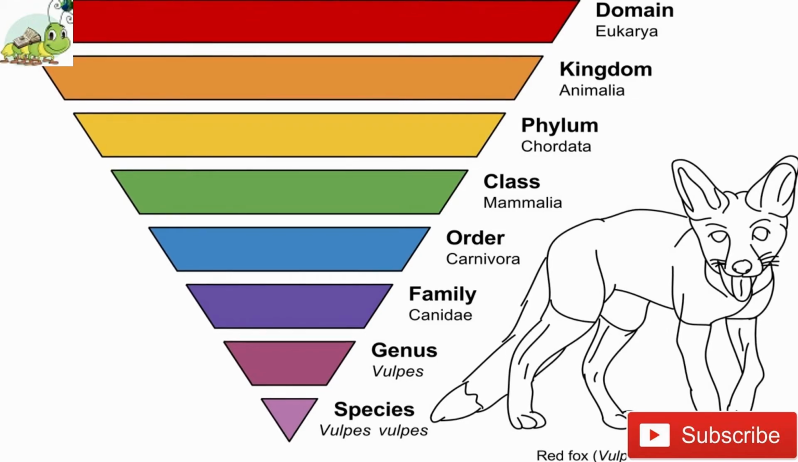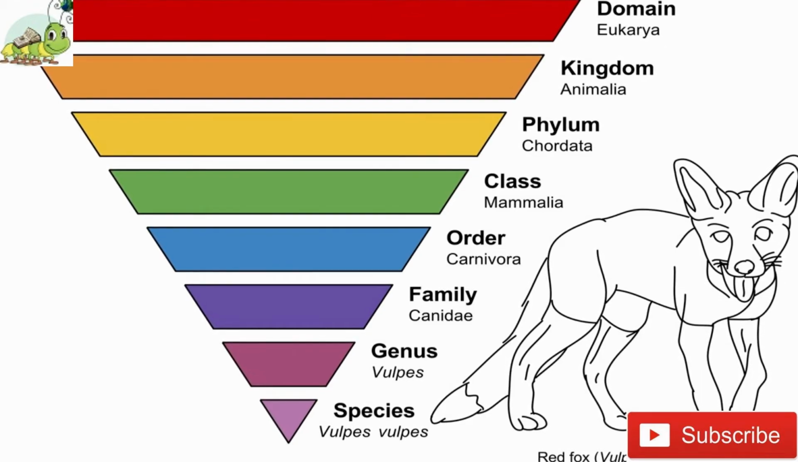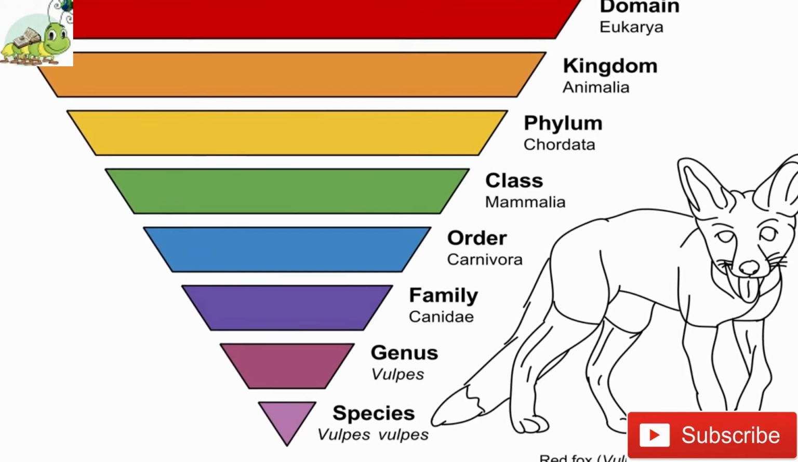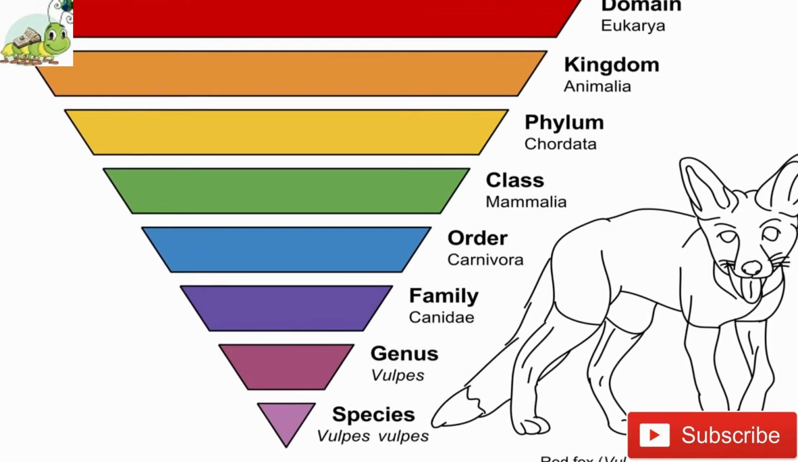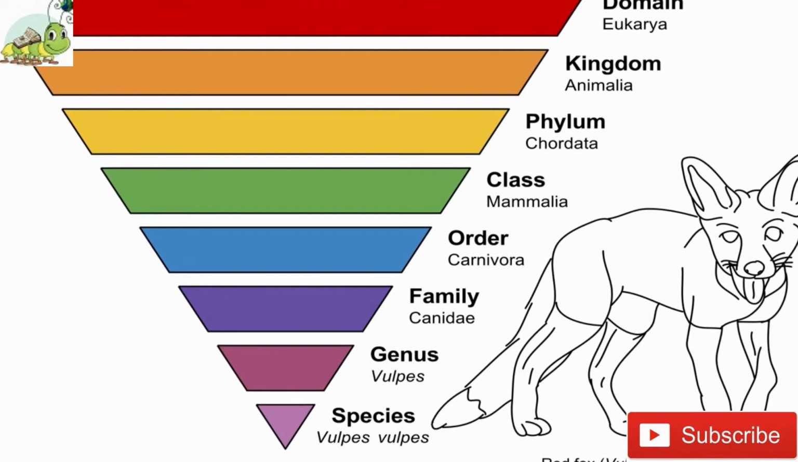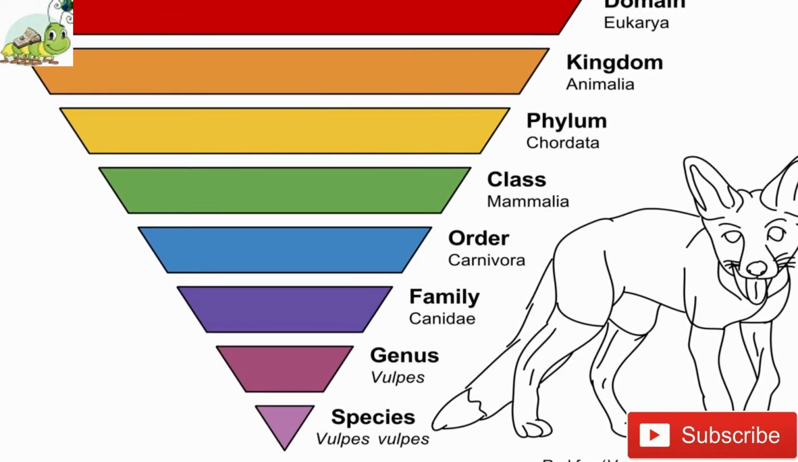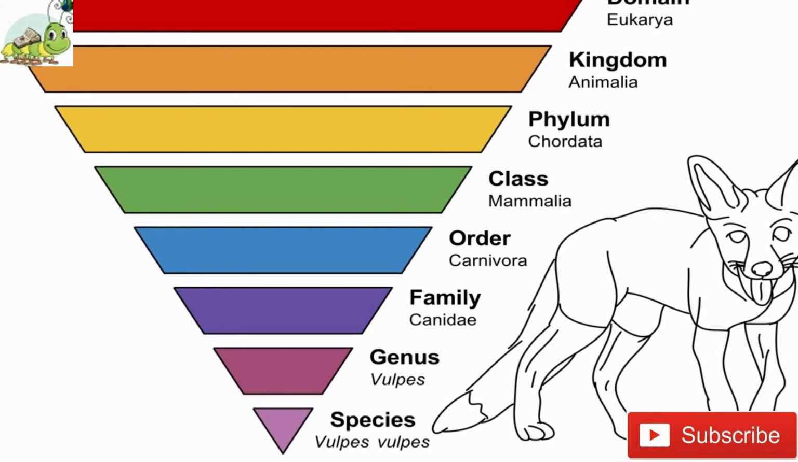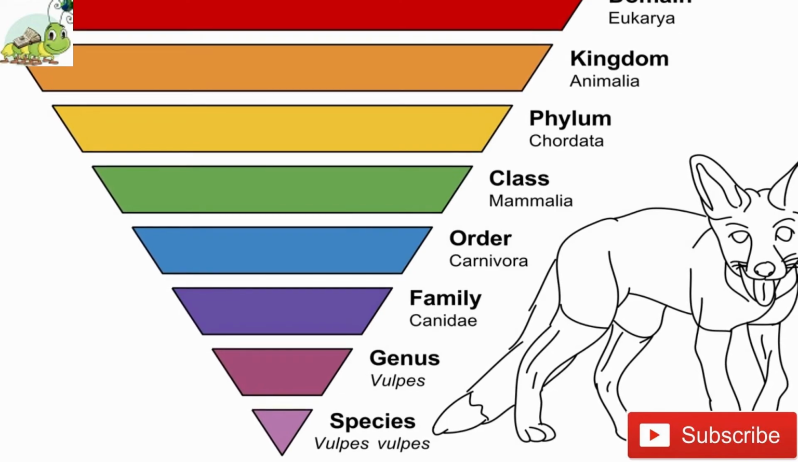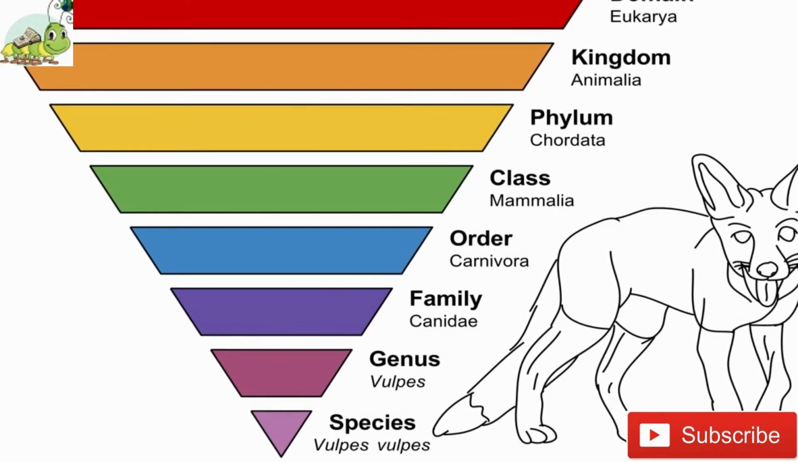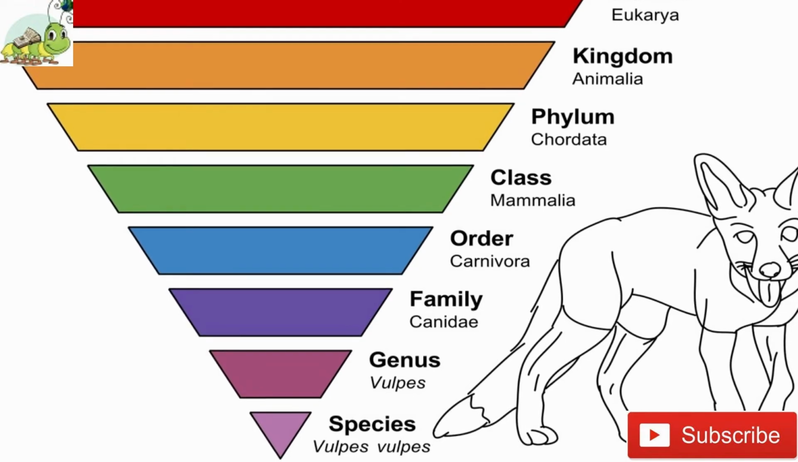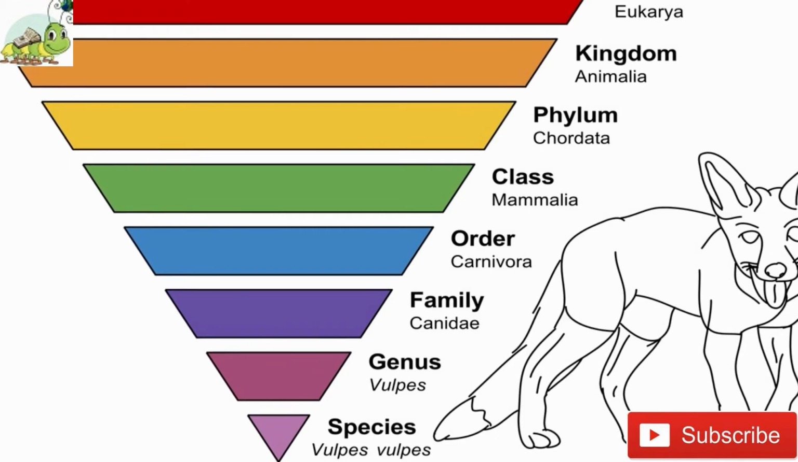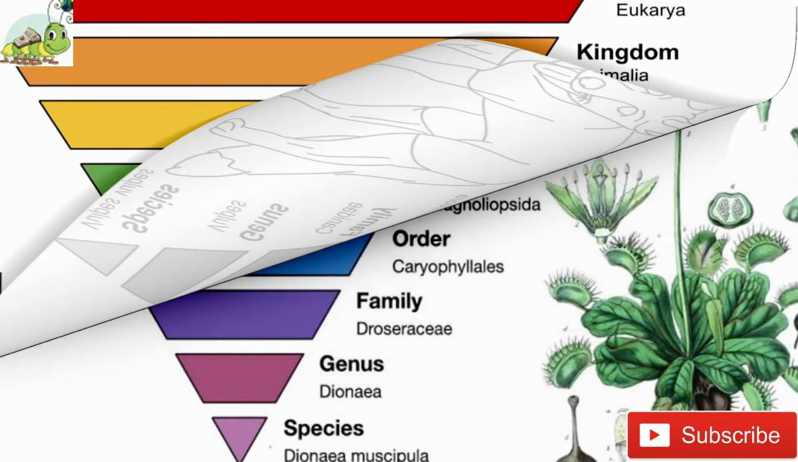Another example, the classification of the red fox, Vulpes vulpes. Sometimes the genus and species names are the same, even though these are two different ranks. The domain of red fox, that is Eukarya, kingdom Animalia, phylum Chordata, class Mammalia, order Carnivora, family Canidae, genus Vulpes, and species Vulpes vulpes.